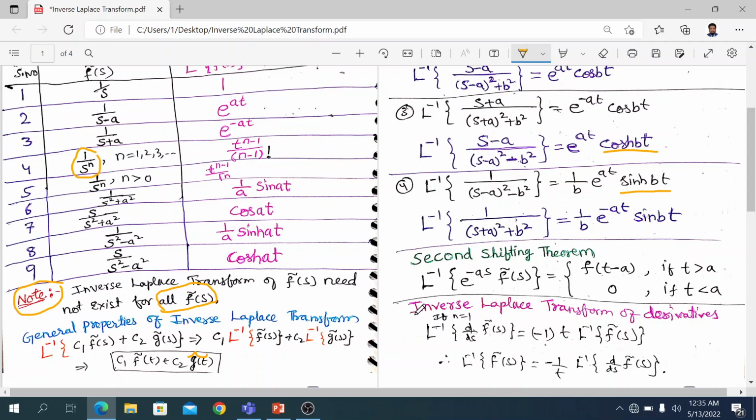Next, inverse Laplace of derivatives. If n is equal to 1, then Laplace inverse of d by ds of F of s is equal to minus 1 power of t Laplace inverse of F of s. Or you can write Laplace inverse of F of s is equal to minus 1 by t Laplace inverse of d by ds F of s.